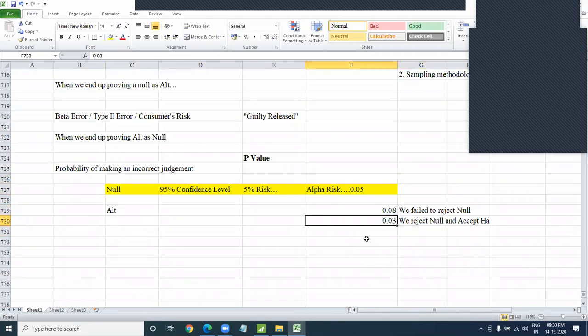What if I have 5% risk in alternate? Now, what would you do? Null has 5%, alternate also has 5%. Would you go with null or would you go with alternate? You can't have both. Either it's null or alternate. Which one would you go with? Both have 5%. Null or alternate?